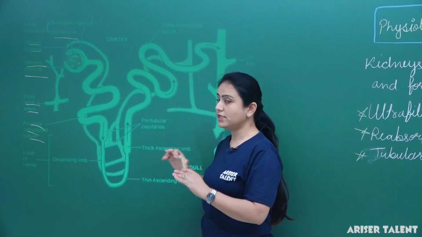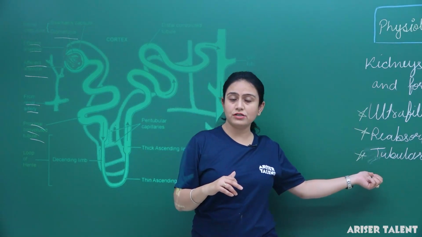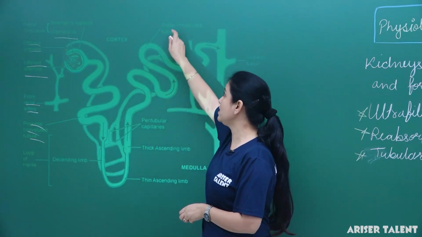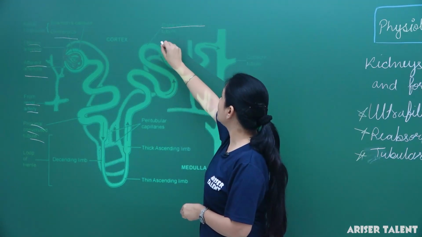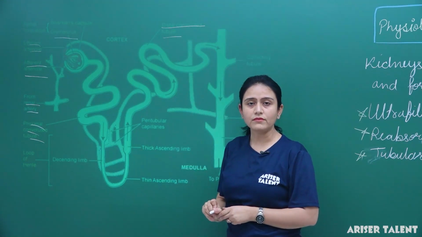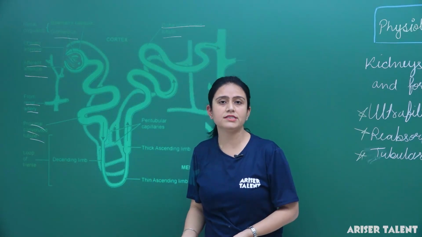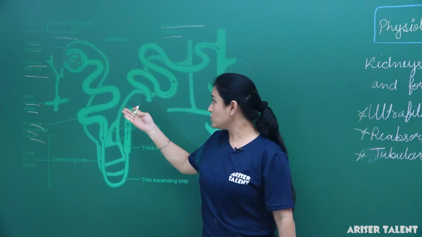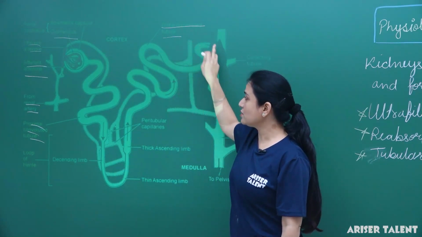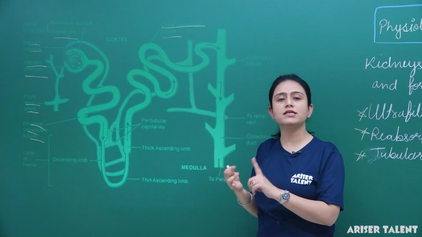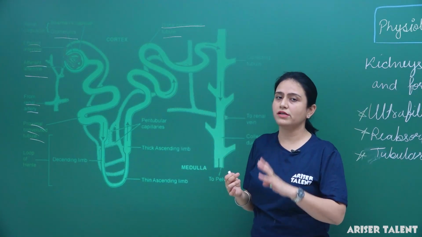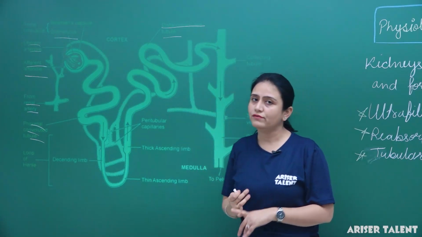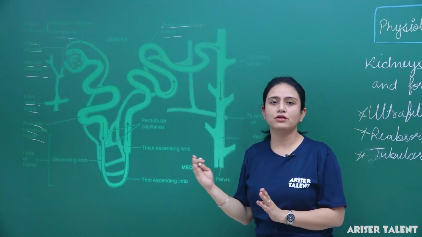Now, another part is excretion or tubular secretion. So this is the third part, and it takes place here in the distal convoluted tubule. Whatever unwanted materials are there are secreted out of the tubules. This process is known as tubular secretion because it is done by the tubules only. So this is the complete mechanism of filtration of blood and formation of urine.